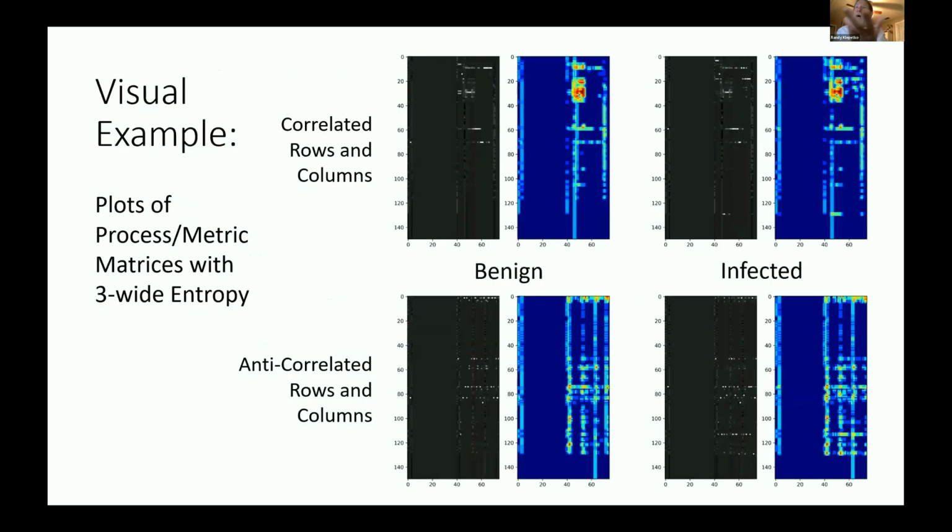Here are some different samples of the images that we were sending them. These are two data samples of process metrics. And you can see on the top one, we've got correlated rows and columns, and the objects are really dense and bright, whereas in the anti-correlated one, things are spread out.